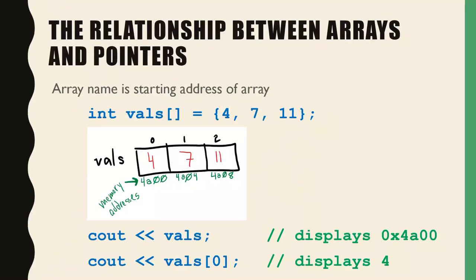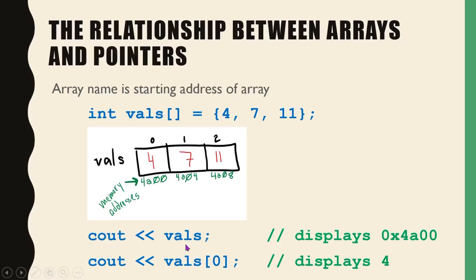So if I had an array called vowels, which is an integer array that contained 3 elements, 4, 7, and 11, each of those elements has its own unique memory address. And these memory addresses are going to be in consecutive order because arrays are in consecutive order in memory. So if integers are 4 bytes each on your machine, and the starting memory address of this array is 4A00, the next element would be 4A04, and the next one 4A08.